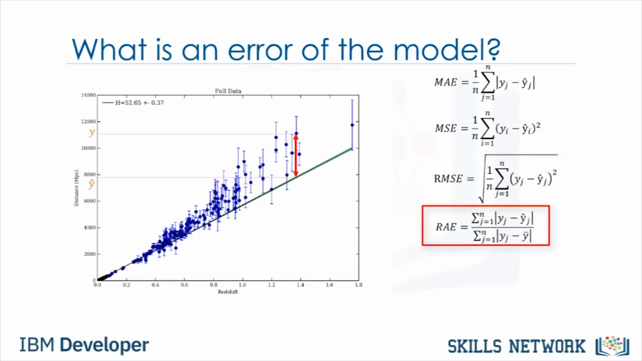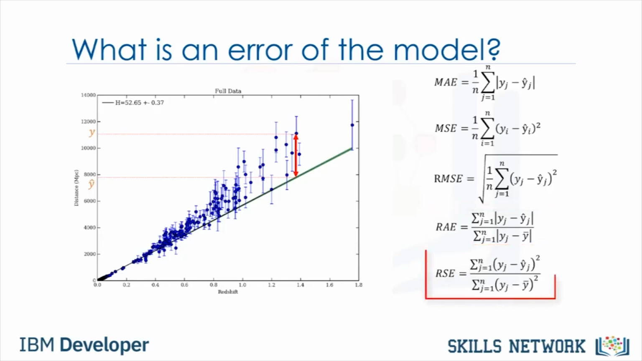Relative absolute error, also known as residual sum of square, where y bar is a mean value of y, takes the total absolute error and normalizes it by dividing by the total absolute error of the simple predictor. Relative squared error is very similar to relative absolute error, but is widely adopted by the data science community as it is used for calculating R squared.